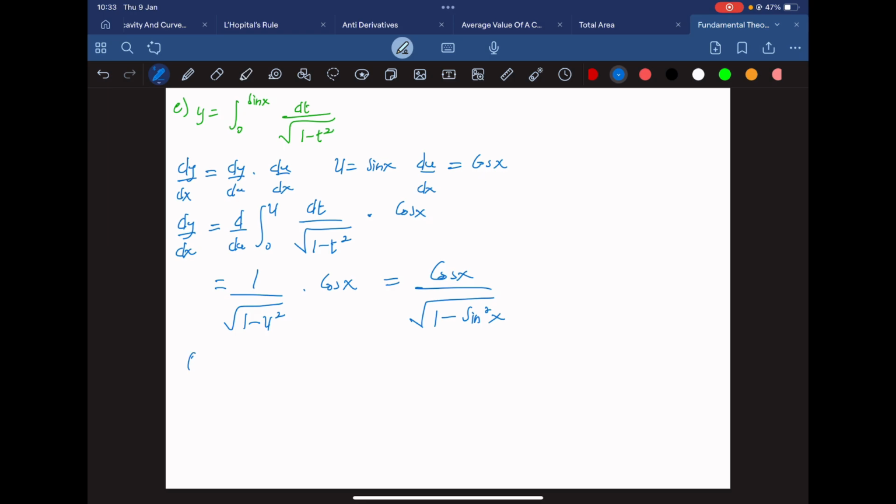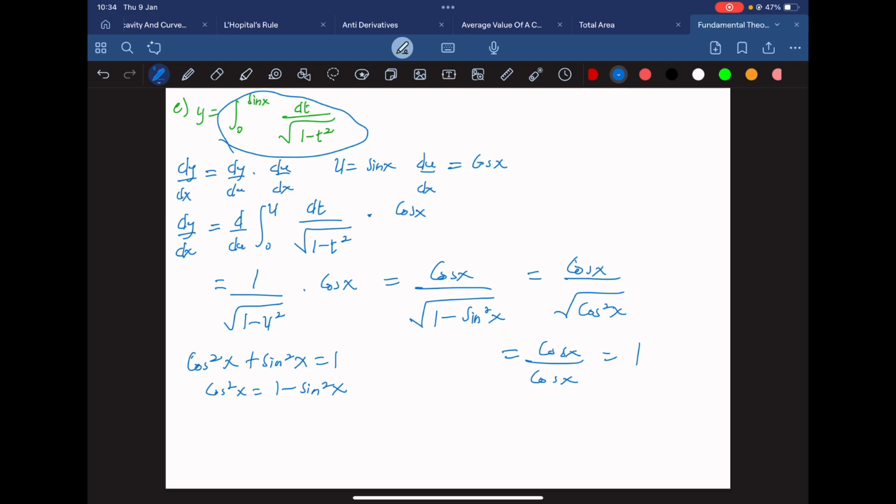But notice that we have some trig identities. Cos squared x plus sine squared x is equal to 1. So if you are to make cos squared as the subject, you are going to have 1 minus sine squared x. So it means what is inside the square root will simplify to cos squared x. And square root of cos squared x is just cos x. So if you divide these two, you have 1 to be your answer. So if you differentiate this with respect to x, you end up getting just 1.